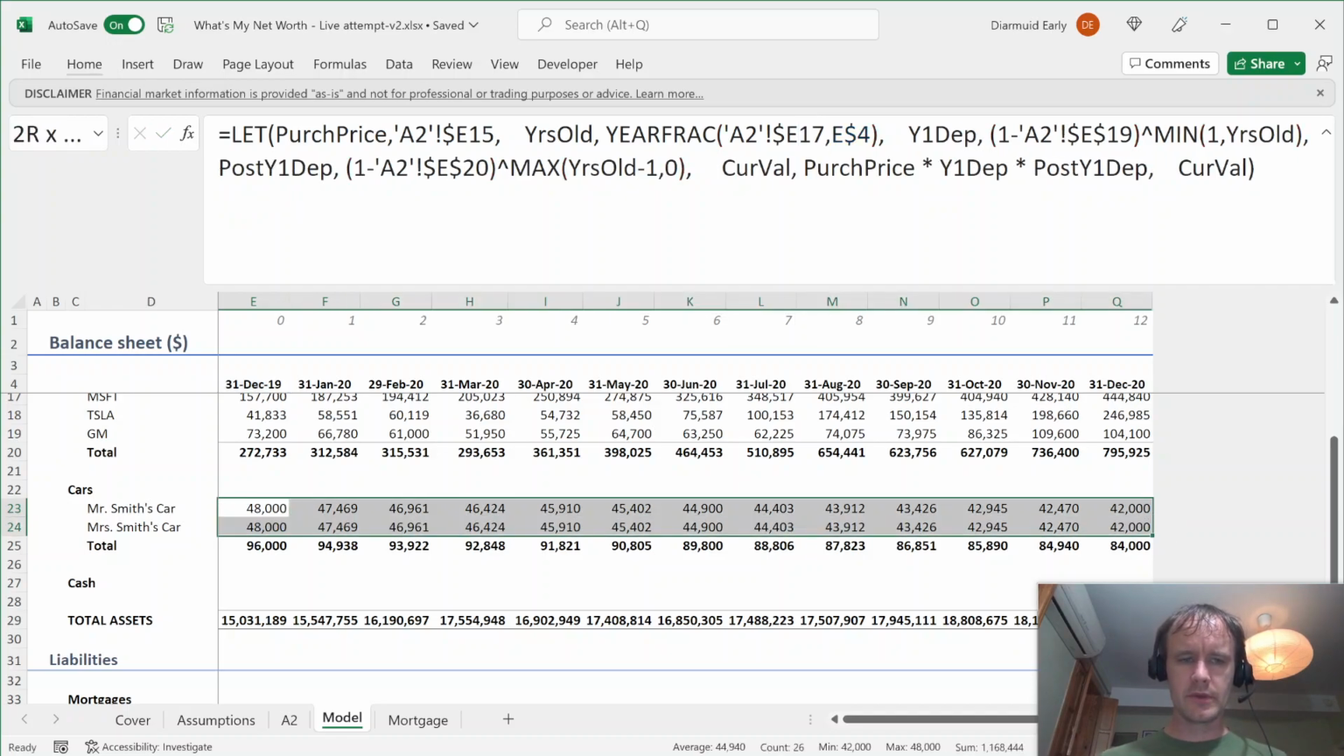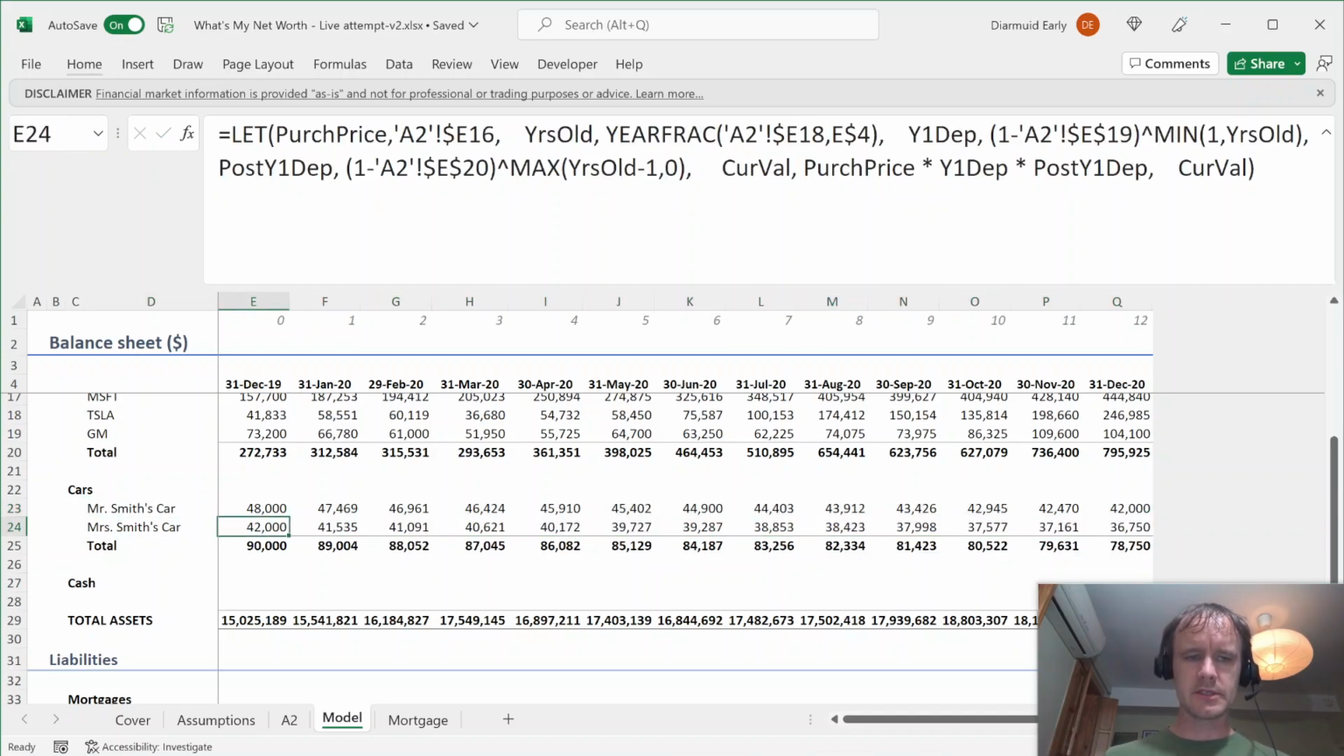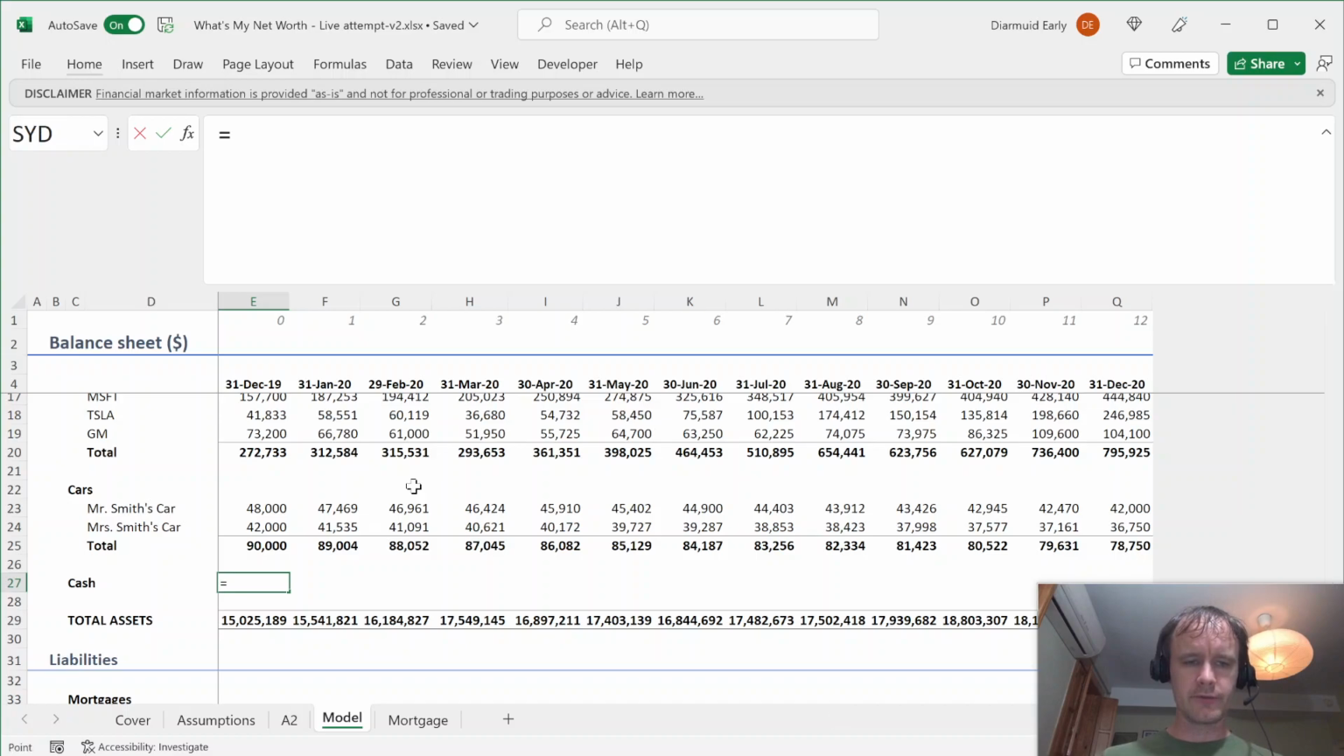So you're going to fix that, copy down, and now we see Mrs. Smith's starting value is the same as Mr. Smith's ending value because they're the same purchase price and it's exactly a year older. And then it ends up at 36,750. And then finally, cash is just straight from the assumptions.